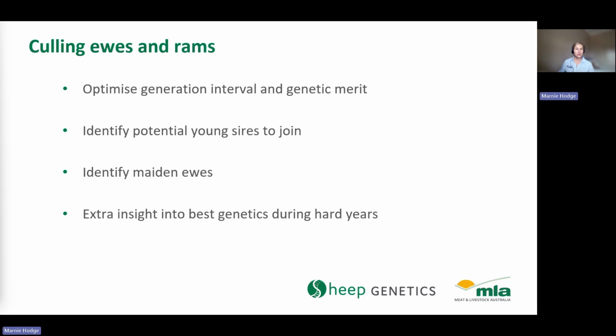Thinking about using MateSel for culling of ewes and rams, we can do this to optimize genetic generation interval, and also genetic merit. So if we want to class out any older ewes, or also potentially identifying some young sires to join from, and which group of ewes would be best to join that particular young sire to. If you're joining maiden ewes or yearling ewes, we can use MateSel to help identify those maidens or yearlings, and also to help give extra insights into ensuring that you're keeping the best genetics if you have to cull ewes or rams during hard years as well. MateSel can help overlay those decisions.